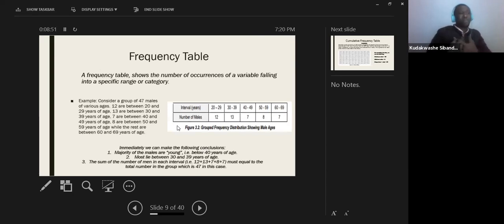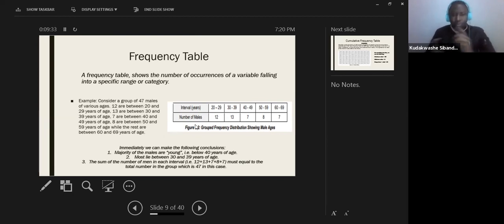There is another type of table that we are going to use frequently, which is called a frequency table. Especially the first topic that we're going to cover that does calculations, maybe measures of central tendency, centers around this type of table. So what is a frequency table? A frequency table shows the number of occurrences of a variable falling into a specific range or category. For you to understand this definition, let's talk about this example.